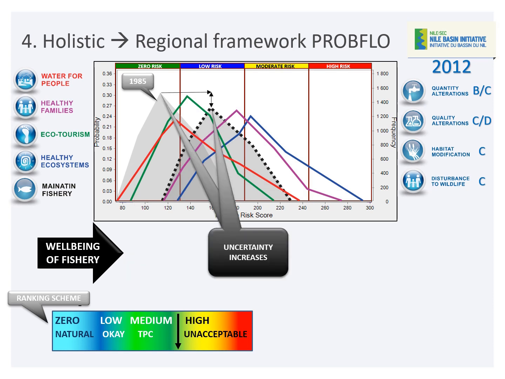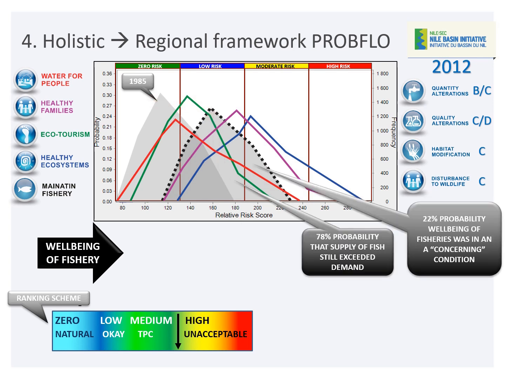And now you can see that there is some uncertainty, so we're less certain because we've had an increase in the synergistic effects of multiple stresses. But we now have a 22% probability of the fisheries occurring in this concerning or moderate risk range, but we still have an 87% probability that the supply of fish will exceed demand. So that doesn't look too bad in 2012.